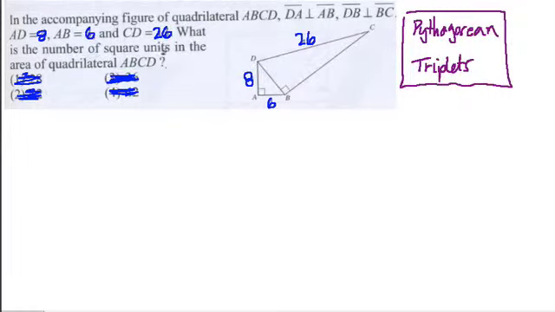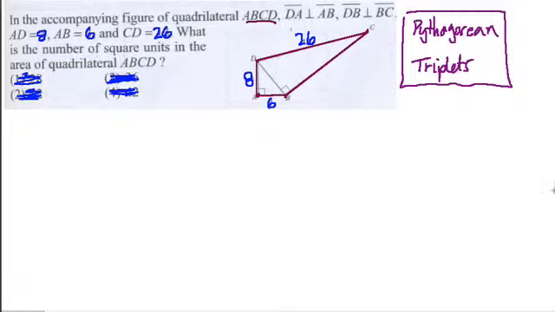It says in the accompanying figure, the quadrilateral ABCD. So as soon as you see those letters, it's a good idea to go through it, A, B, C, and D, to see what they're talking about. So the quadrilateral here just follows those lines, A to B, B to C, C to D, and then D to A. And that's the quadrilateral we're looking at here.